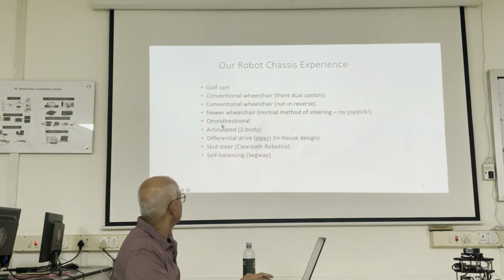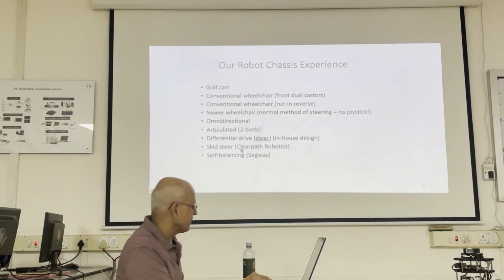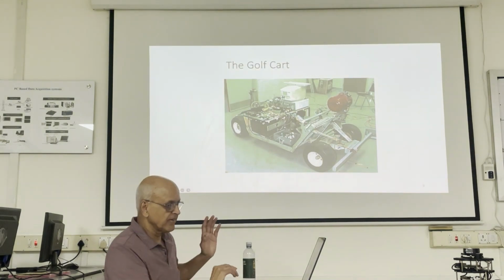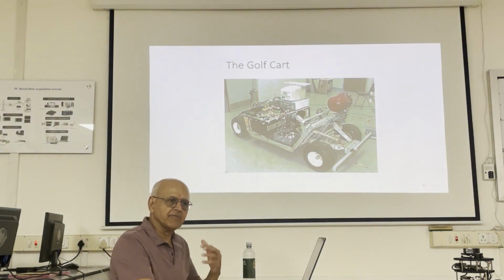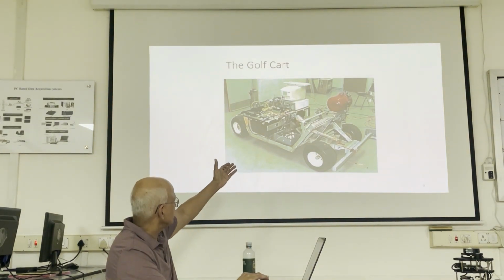So let's go through these. These are all the vehicles we have worked with at the University of Detroit Mercy. So this was our very first vehicle. Somebody was throwing away a golf cart, and at that time we were so poor, we said, give it to us, throw it in our direction. Look at it. Can you imagine?